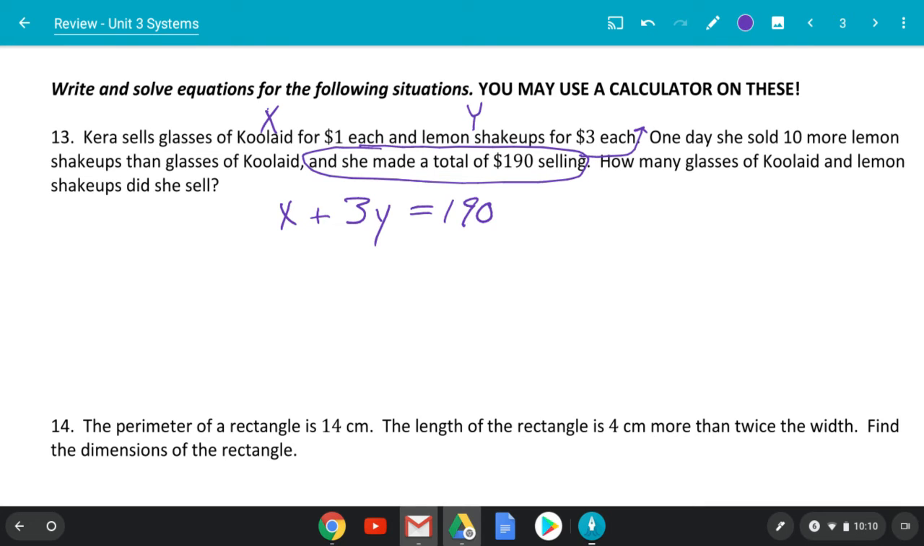But it became difficult because they took that information and put it on the end of the other sentence. One day, she sold 10 more lemon shake-ups than glasses of Kool-Aid.